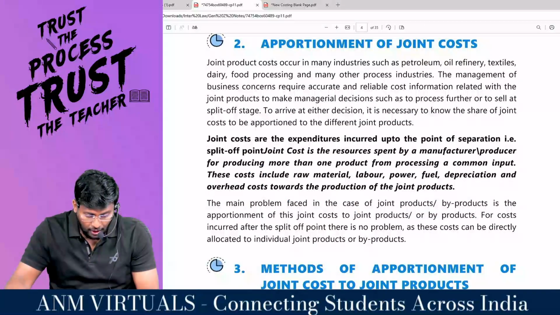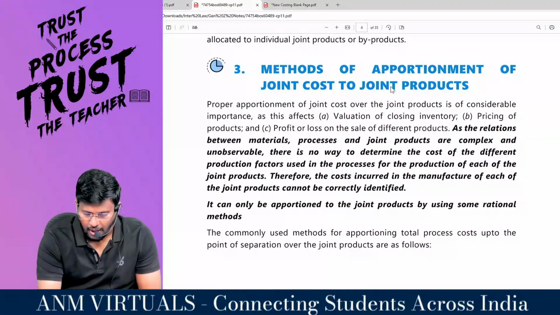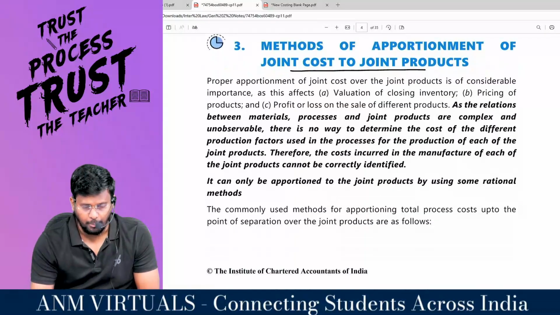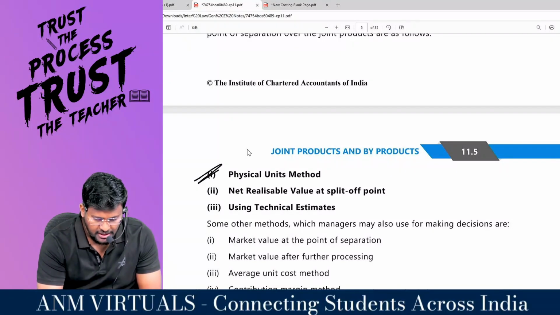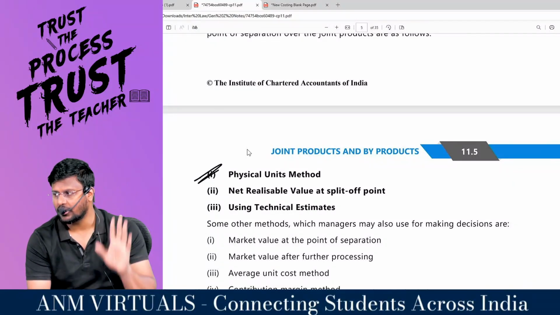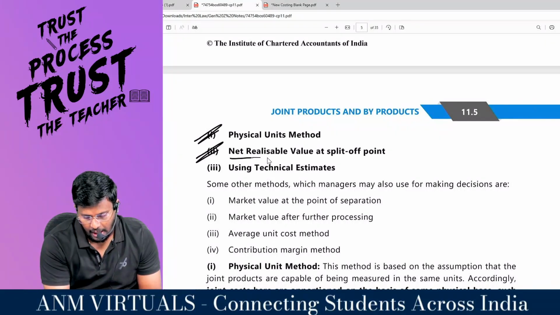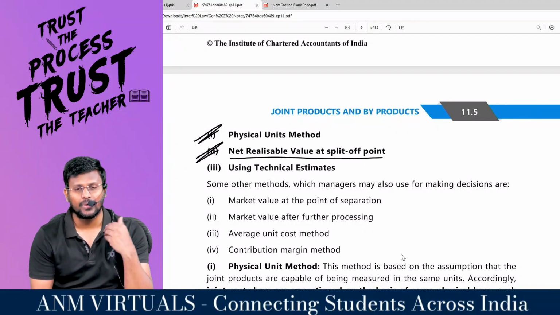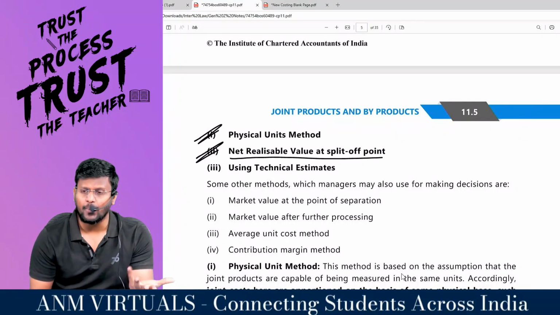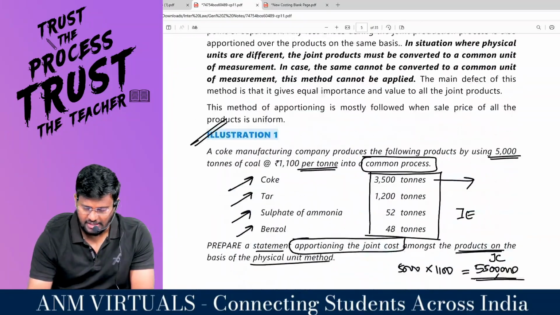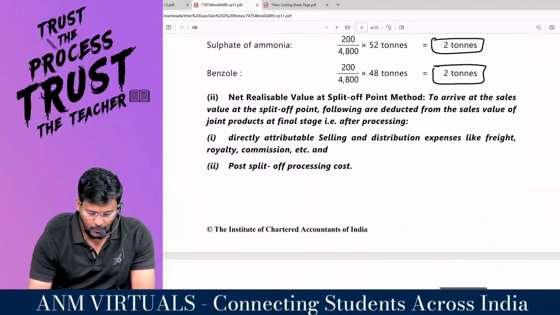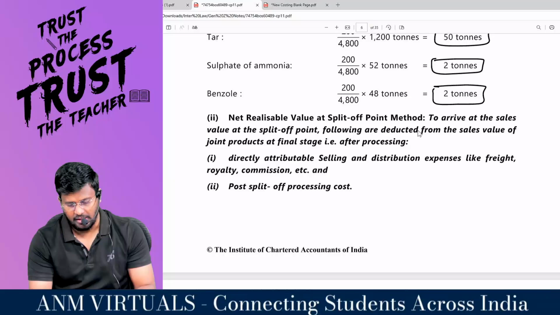In that, one of the methods of apportionment of joint cost to joint products is the physical units method. Just now, we did the physical units method. The next common method is the NRV at the split off point. NRV is the net realizable value at the split off point. Net realizable value at the split off point method.